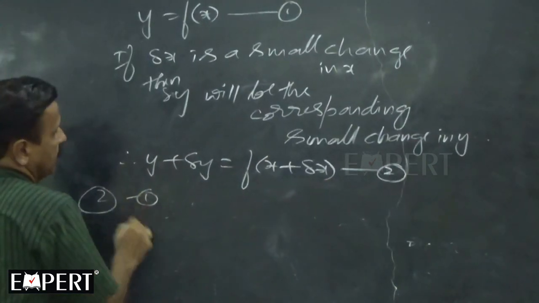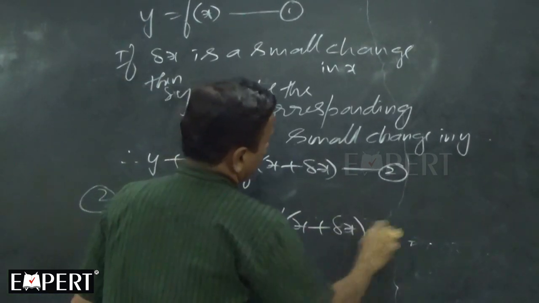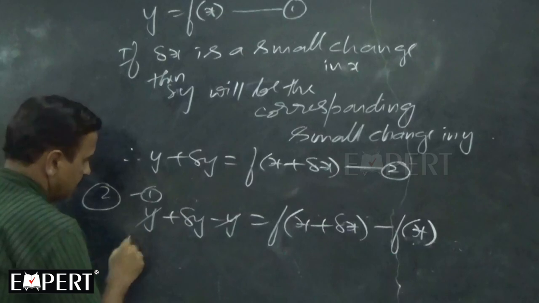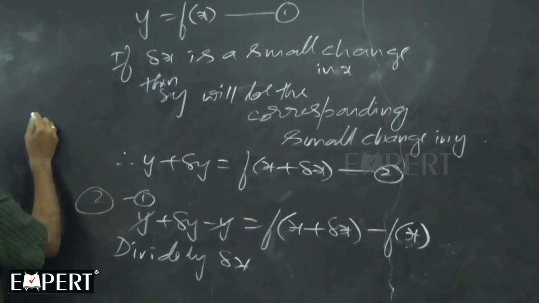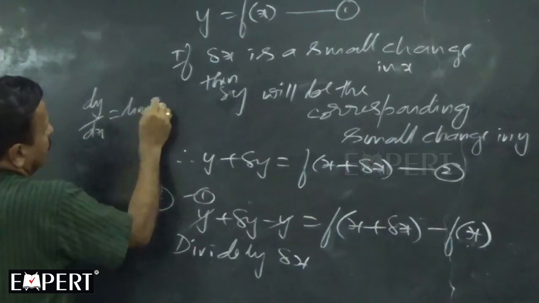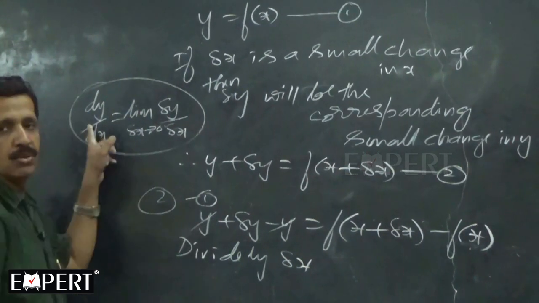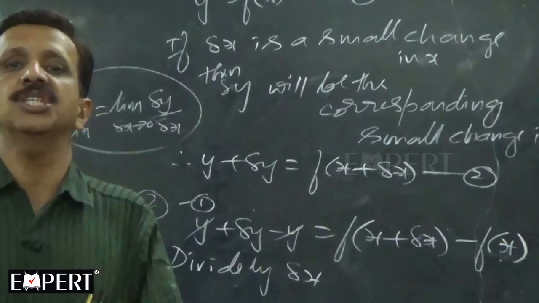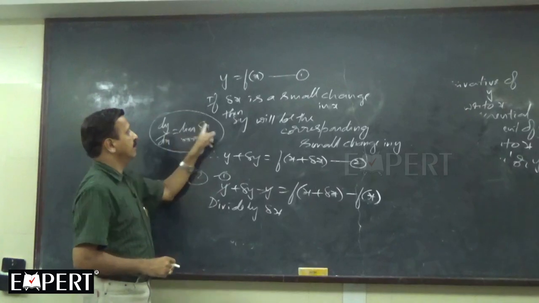Now, equation 2 minus equation 1, if you do, y plus delta y minus y is equal to f of x plus delta x minus f of x. y, y cancels. So, you divide by delta x. Now, you need to remember one expression, very important. dy by dx means what? dy by dx, the definition says that limit of delta y by delta x when delta x tends to 0. This is nothing but dy by dx, you must know. This we already discussed. What is differential coefficient of y with respect to x, or differentiation of y with respect to x, or derivative of y with respect to x? Derivative of y with respect to x is nothing but limit of delta y by delta x when delta x tends to 0.